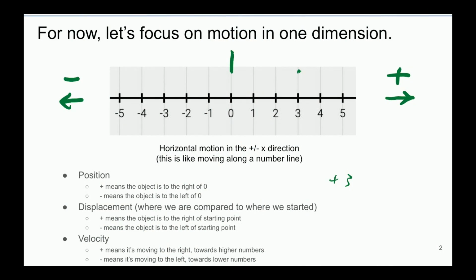Displacement, I'll remind you, is moving from one spot to another and comparing where we are to where we started out. So if we start out at 3 and we move to 5, the displacement is 5 minus 3 equals 2, and I'll put the plus for emphasis there. So displacement, just like position, can be represented with plus and minus. The only difference between the two is that for position, we're talking about where we are compared to the 0 point, and for displacement, we're talking about where we are compared to where we started.